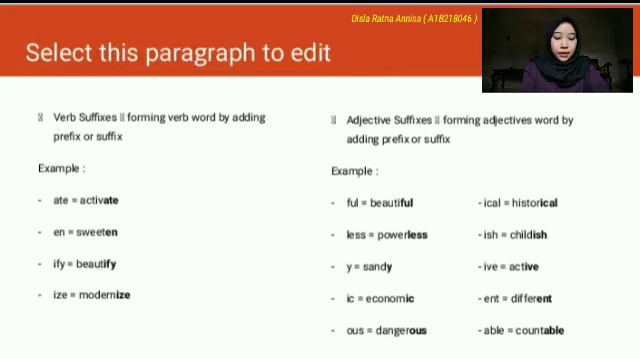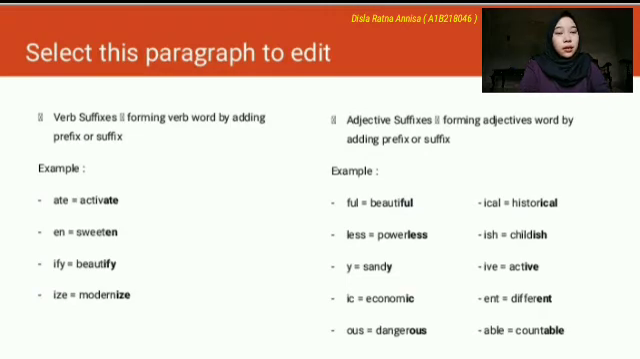Verb suffix is the process of forming a verb word by adding an affix. So the suffixes of verbs are ate, en, ify, and ize. For example, ate for activate, en for sweeten, ify for beautify, and ize for modernize.